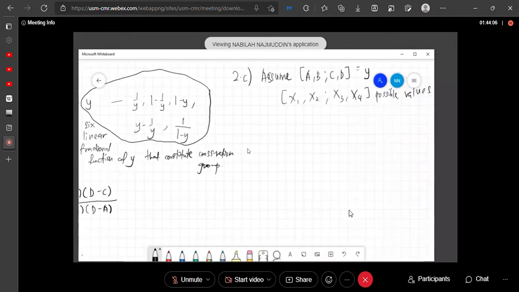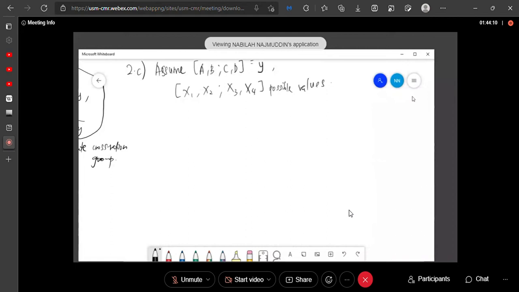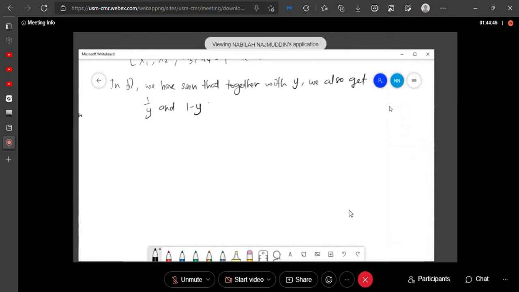So if you have to conclude, in this, we have seen that together with y, we also get what we got just now, 1 over y and 1 minus y. Okay, so actually the relation, if we divide this, we have 1 over 1. So these are all the possible permutations.